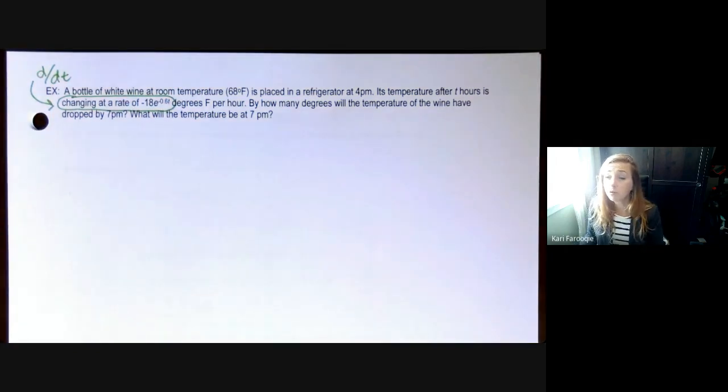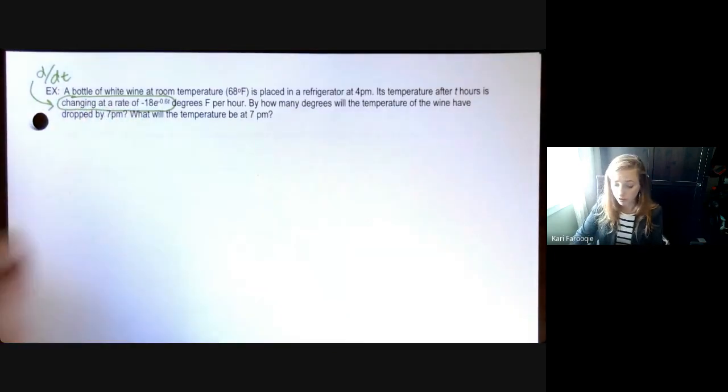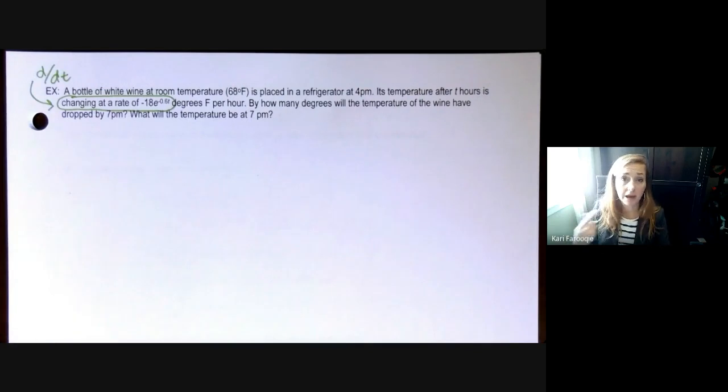By how many degrees will the temperature of the wine have dropped by 7 p.m.? And what will the temperature be at 7 p.m.? So first of all, we need to think about what's actually happening time-wise. So a couple of things to consider here. Let's first set up our integral, because you know you're going to integrate because you were given information about the derivative, but you need to know information about the actual temperature, not the change in the temperature.